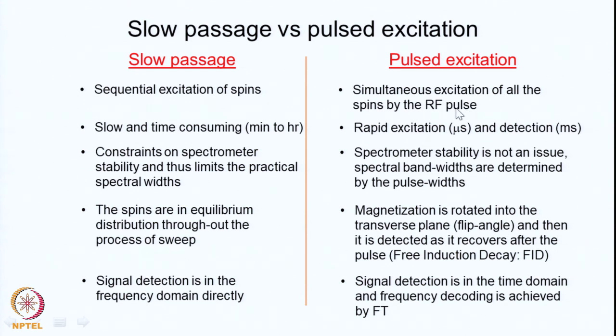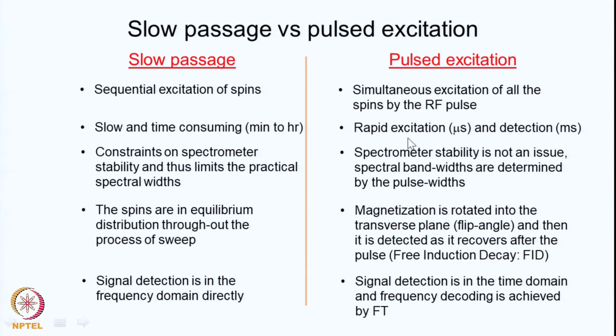The RF pulse is applied for a short time tau, and then we also saw what is the response of that, which is a kind of a sinc function, and we have a certain bandwidth which is excited by the RF pulse. Now, the slow passage is a slow and time consuming process. This can take minutes to hours, whereas the pulse is a rapid excitation. The pulse is applied for a few microseconds and we detect the signal as a free induction decay. So, therefore, this is a much faster way of recording the NMR spectrum.